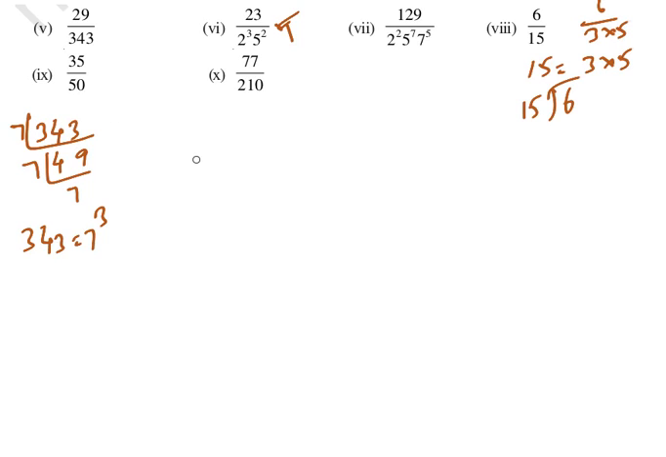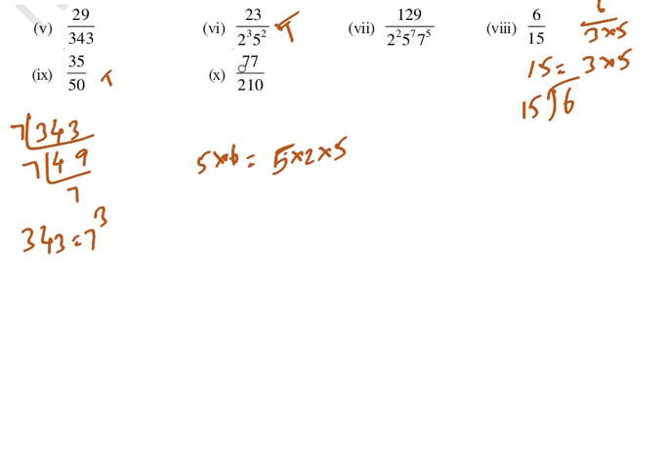50. 50, if we take 5 into 10, this we can write as 5 into 2 into 5. So we are having the product of 5 and 2 only as a denominator. So definitely it will terminate. So if we divide 35 by 50, we will get a terminating decimal expansion.